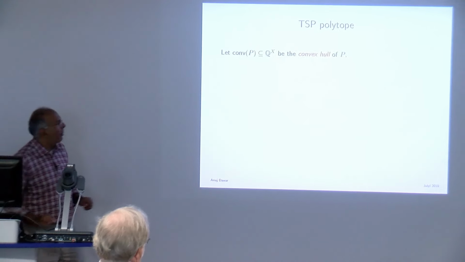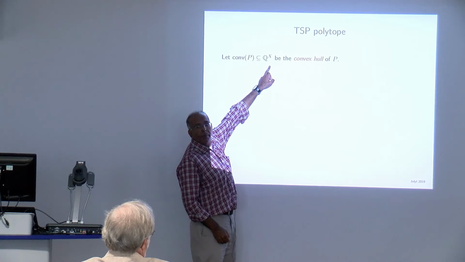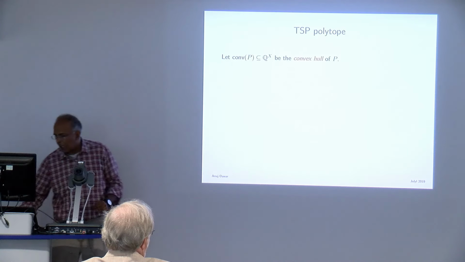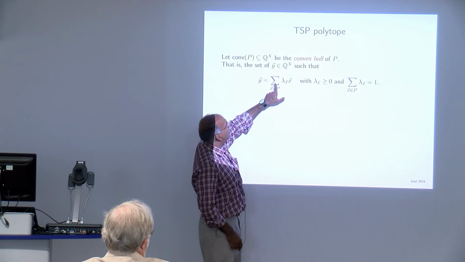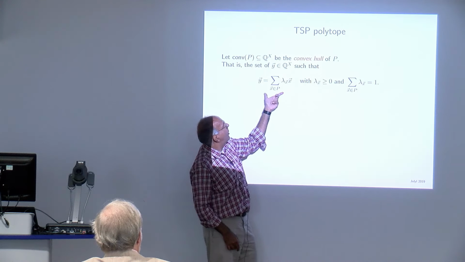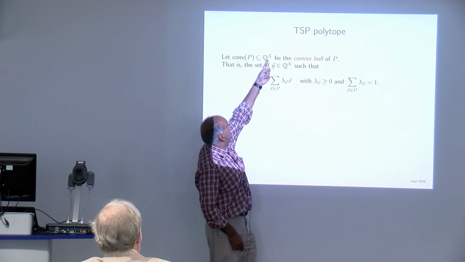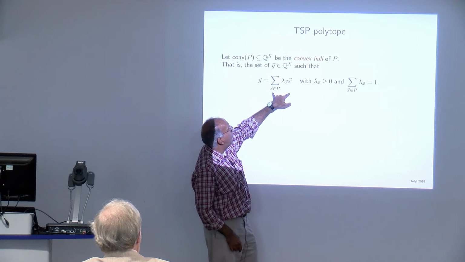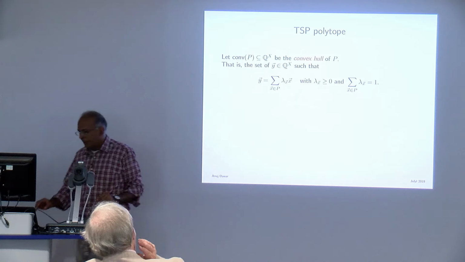So the traveling salesman problem is the following. P is a collection of vectors. Take their convex hull. This is now a convex space. In other words, the convex hull just means those vectors which can be expressed as convex combinations of vectors in P. That means combinations with all coefficients greater than 0, and the coefficients add up to 1.